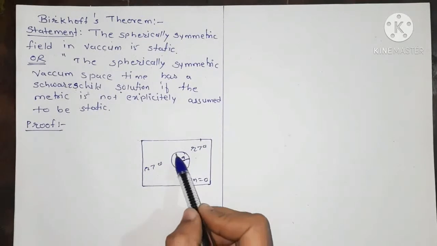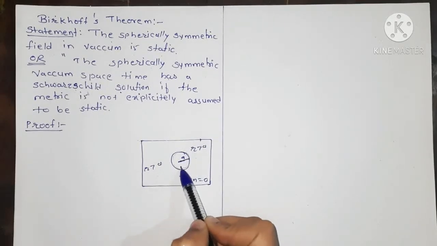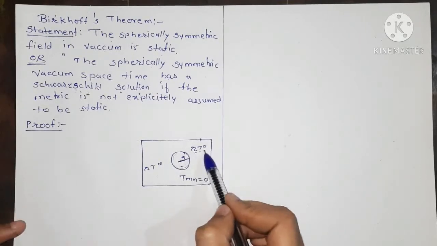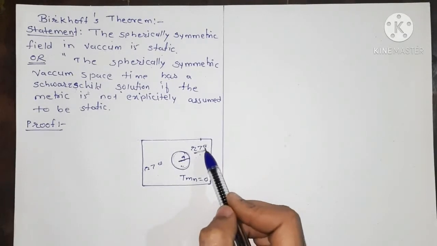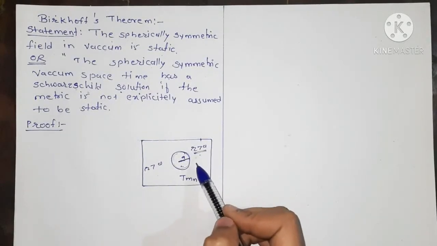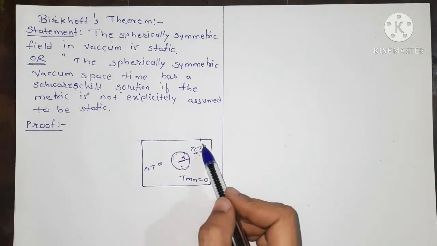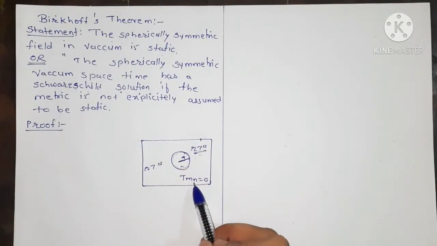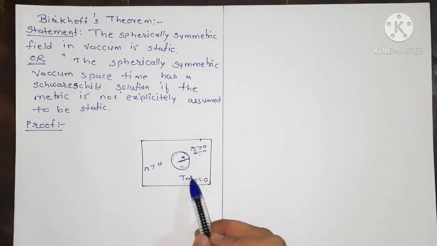For this we consider the spherically symmetric body, and we have to find the gravitational field equation for r greater than a. That is, outside this spherical body we have to find the gravitational field equation for the domain r greater than a, and outside this spherical body T_mn is equal to 0 because of the empty space-time.